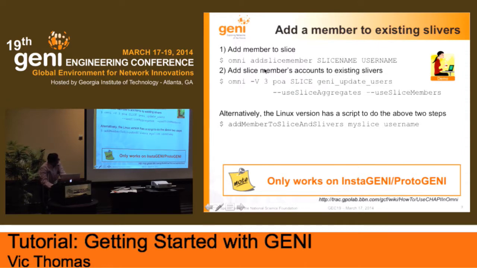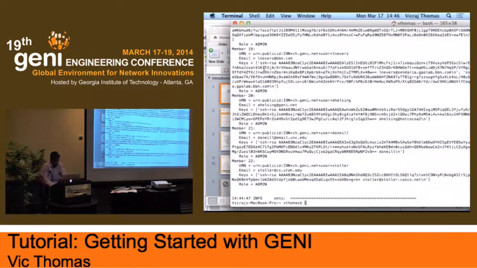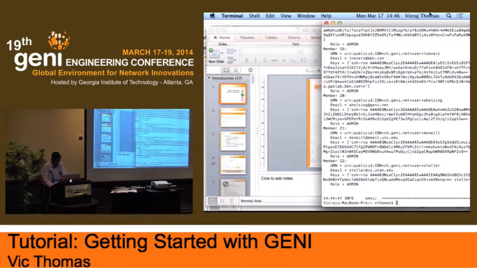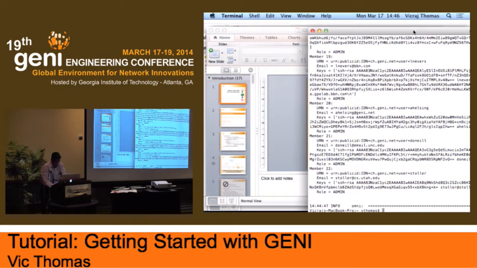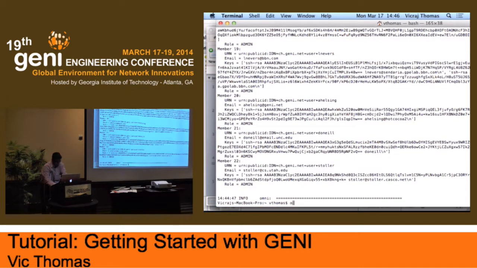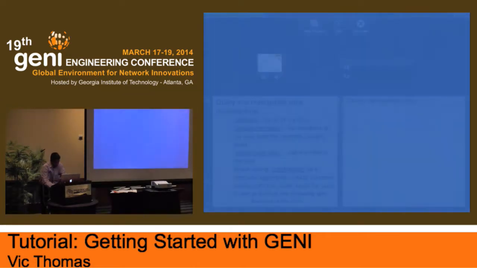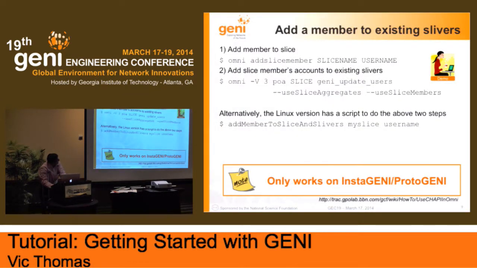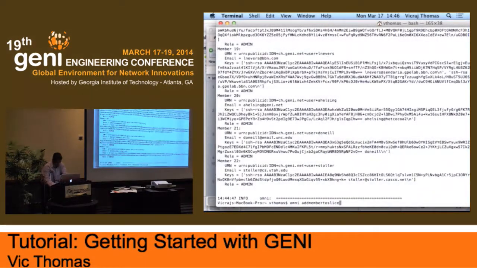I'm going to add, Omni add member to slice. And then I need the slice name and username. So this is actually a new capability that became available last week, where you can do things like this from either Omni or the portal. Slice name was lab0vtt. How about I add you to my slice?